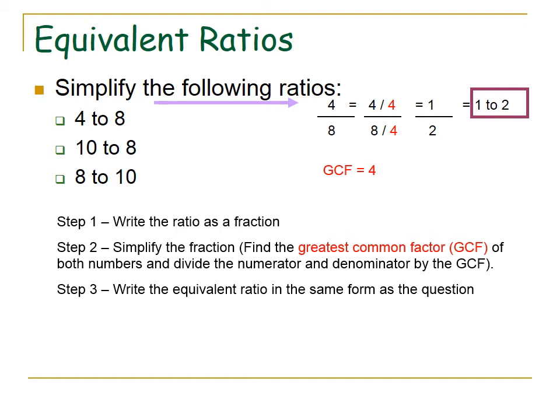So the highest common factor for 4 and 8 is 4. So I divide both the numerator and denominator by 4. 4 divided by 4 equals 1. 8 divided by 4 equals 2. Step 3. Write the equivalent ratio in the same form as the question. So the ratio is 1 to 2.